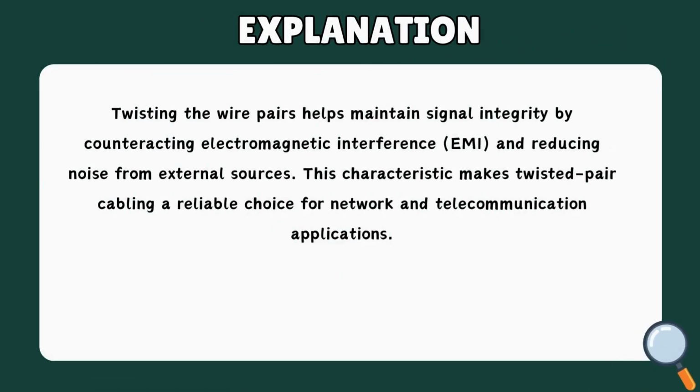Twisting the wire pairs helps maintain signal integrity by counteracting electromagnetic interference and reducing noise from external sources. This characteristic makes twisted pair cabling a reliable choice for network and telecommunication applications.